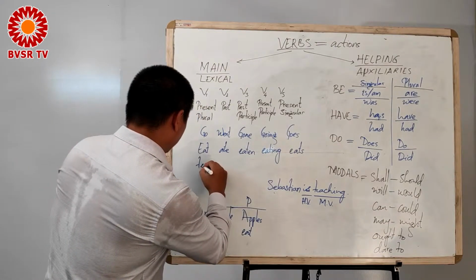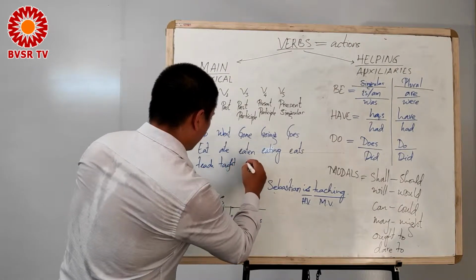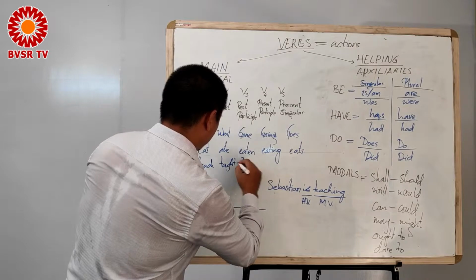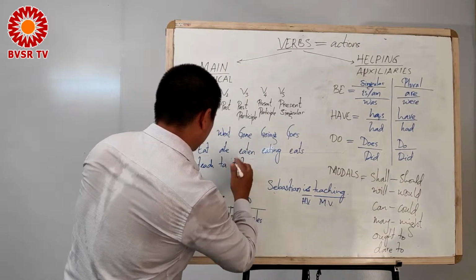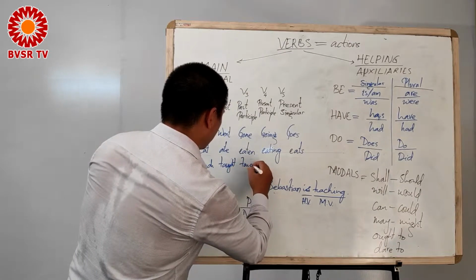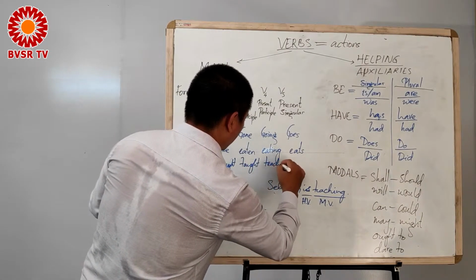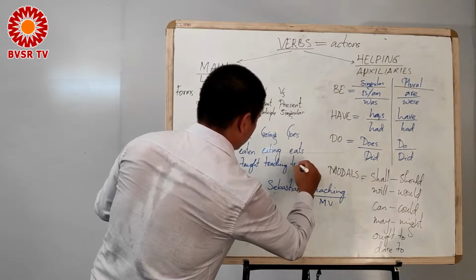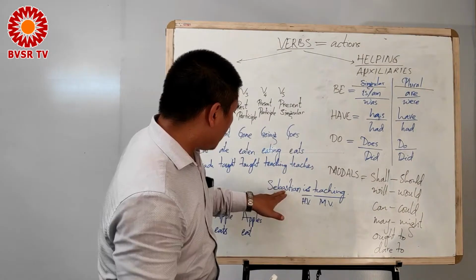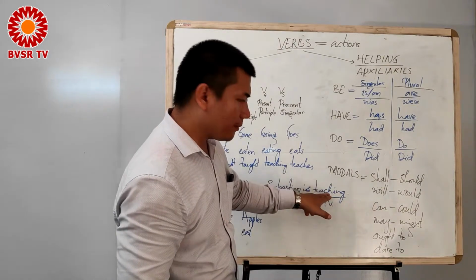Teach is V1, taught, T-A-U-G-H-T, is V2, and V3 is also taught, T-A-U-G-H-T, the same thing. V4 is teaching, and V5 is teaches. Sebastian is teaching. So now is is helping the main verb teaching.